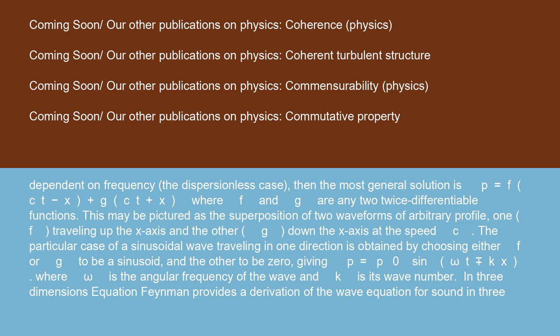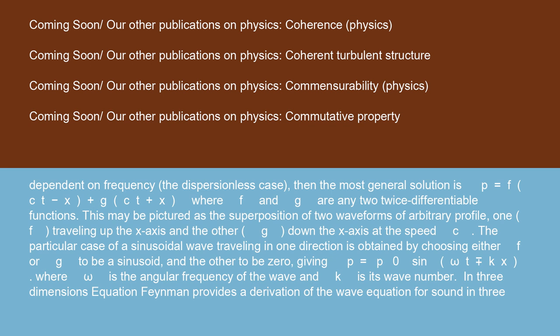This may be pictured as the superposition of two waveforms of arbitrary profile, one, f, traveling up the x-axis, and the other, g, down the x-axis at the speed c. The particular case of a sinusoidal wave traveling in one direction is obtained by choosing either f or g to be a sinusoid, and the other to be zero, giving p = p0 sin(omega t - or + kx), where omega is the angular frequency of the wave, and k is its wave number.